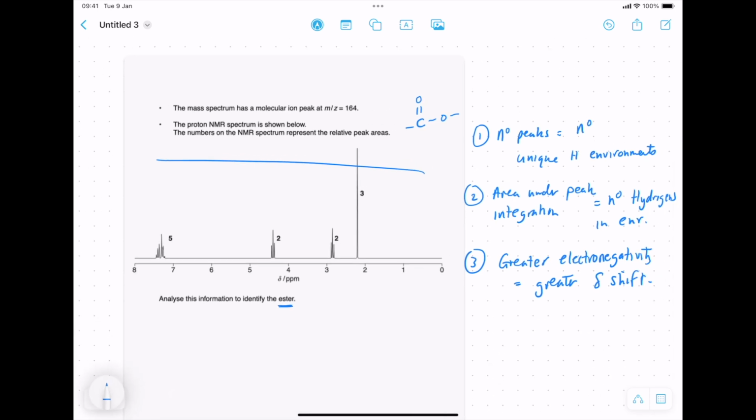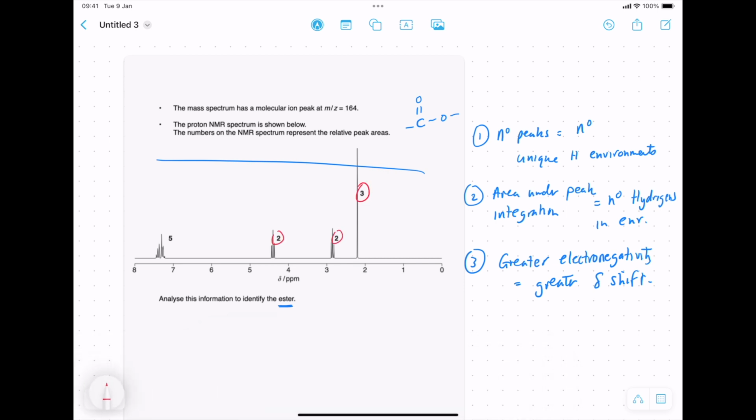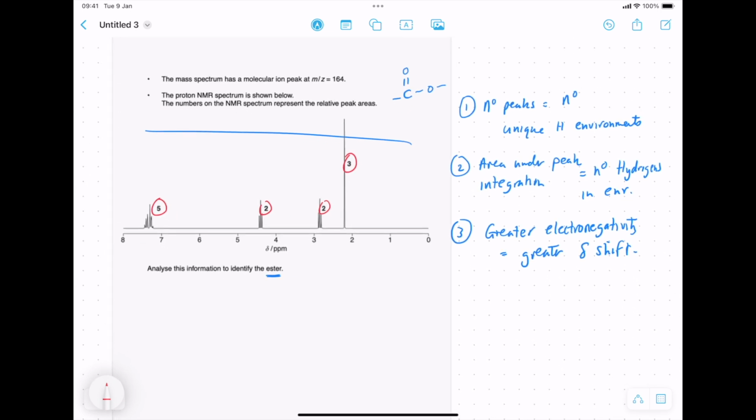Okay, so with that said, we have the integration numbers. They are the ones given to us in red. So for example, that one there, there's 3 hydrogens in the environment. And we have obviously the number of peaks, which we can see. So I can immediately see from my spectra, number of peaks is 4. So therefore, there are 4 proton environments, proton by the way meaning hydrogen.